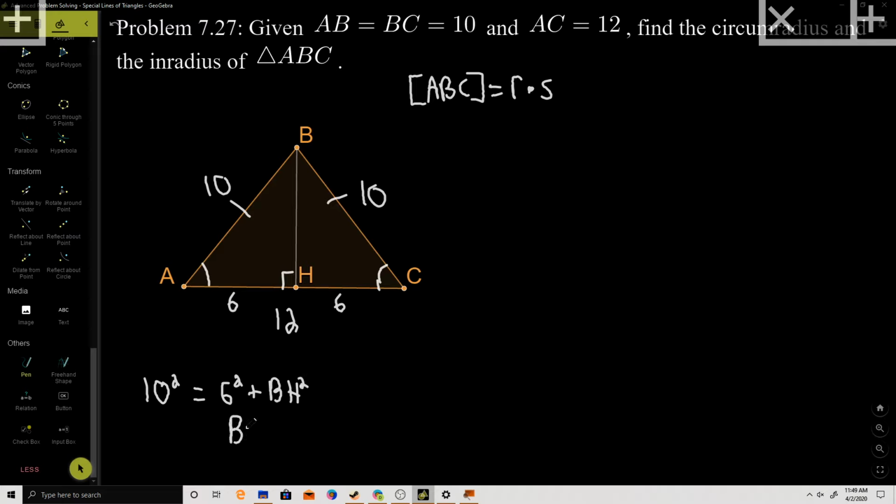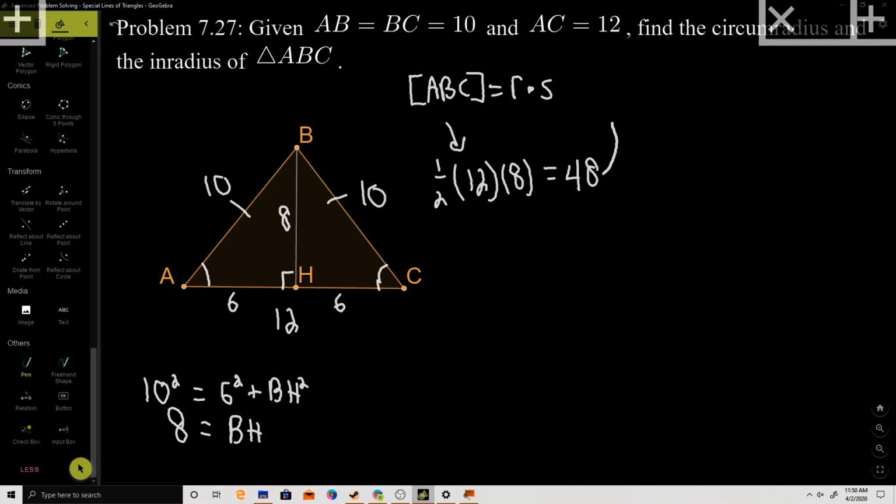Now you're just going to find that BH is equal to, if you really break this down, 10 is 5 times 2, 6 is 3 times 2. That means you have a 3, 4, 5 triangle, so your last side has to be 4 times 2, which is 8. Or you can just calculate it the regular way. So, now I can find the area, because area is also just 1/2 your base, which is 12, times your height, which is 8. Breaking that down, half of 12 is 6. 6 times 8 gets you 48.